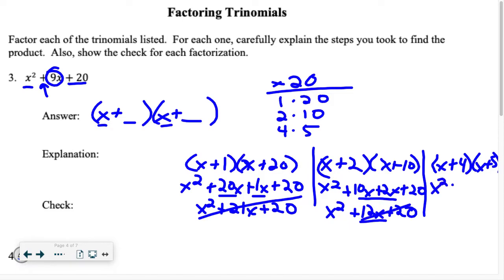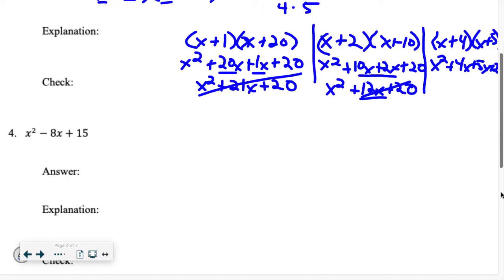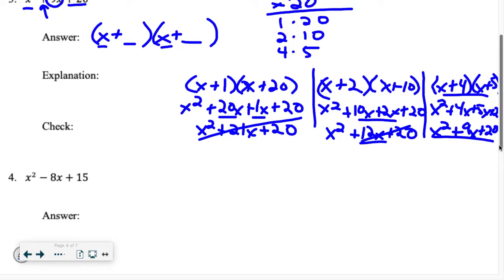Here I've got x squared plus 4x plus 5x plus 20. Put those together and I get 9x plus 20. There it is. That one works. Therefore, x plus 4 times x plus 5 is my equivalent factored form here.